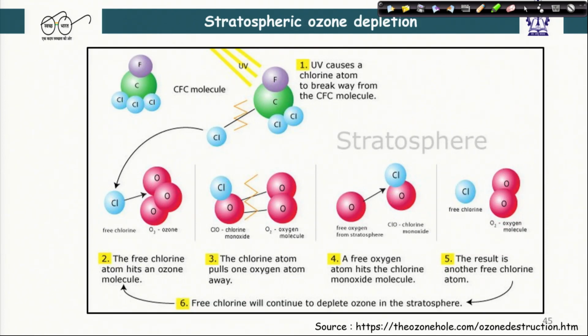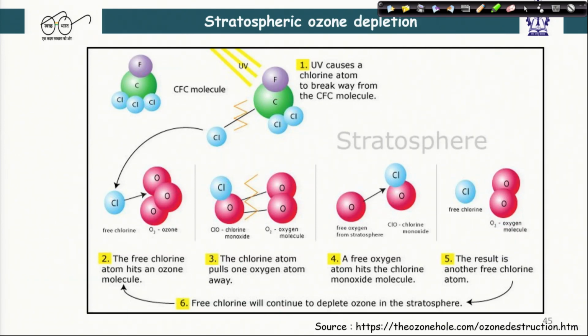Now, a free oxygen atom hits the ClO, the chlorine monoxide. The result is that you now have another free chlorine. Once you have free chlorine, again it will react with ozone, and the cycle continues. Since it is reacting with ozone, it is reducing the ozone layer. So, ozone is getting eaten up in the stratosphere because of the release of the CFC molecule.